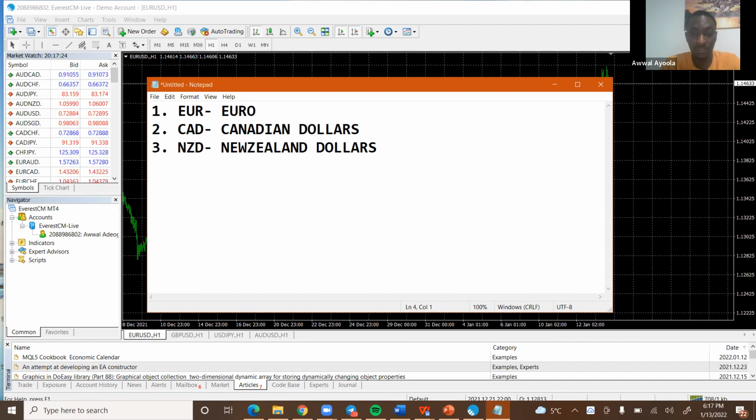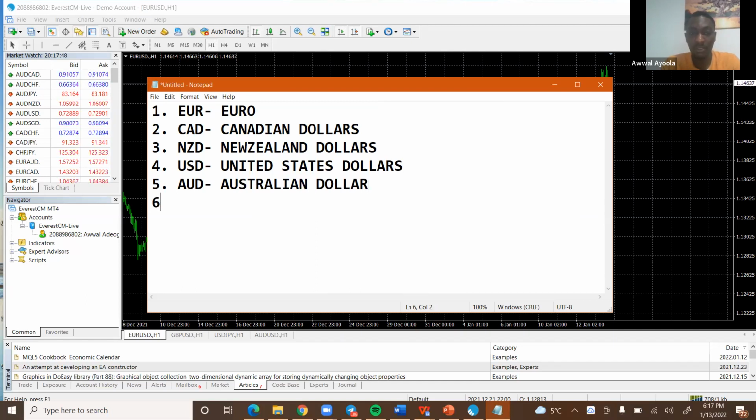We have the USD. Everybody knows USD, United States dollars. A lot of dollars right there. And we have the AUD, the Australian dollars. We have the GBP, that's the pounds. That's the 7th.